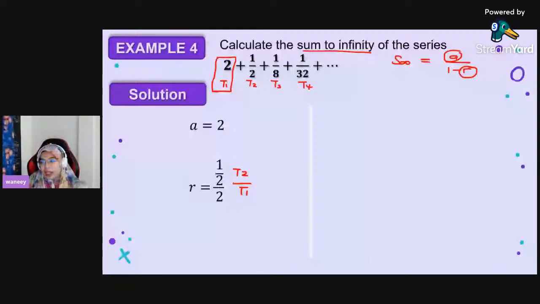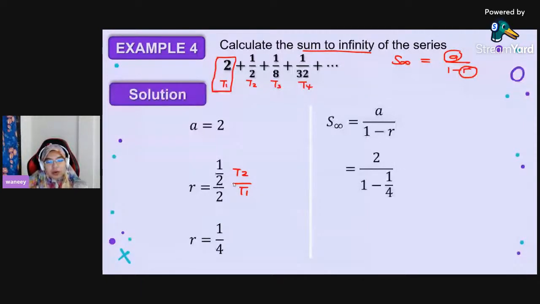And then we are going to substitute into the formula of S infinity. So a is 2 over 1 minus 1 over 4. So 2 over 3 over 4. So S infinity is simply equal to 8 over 3.